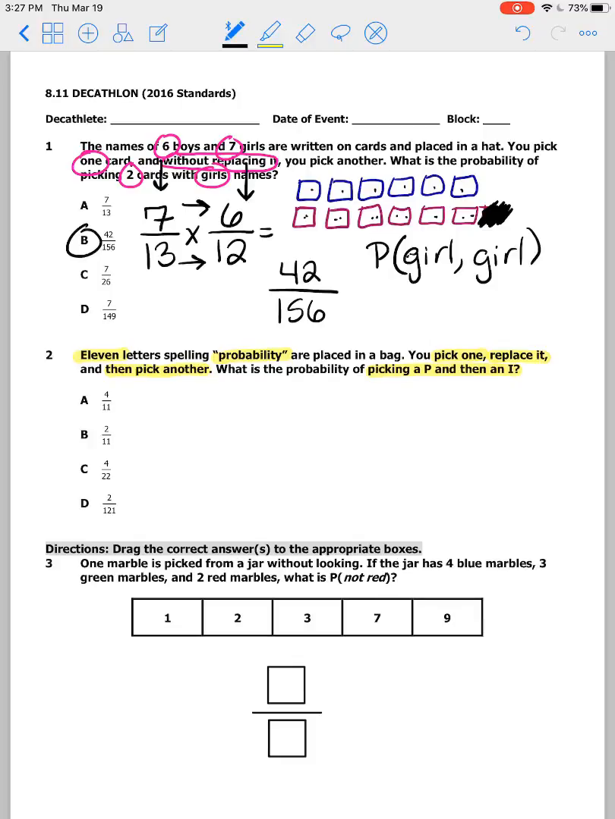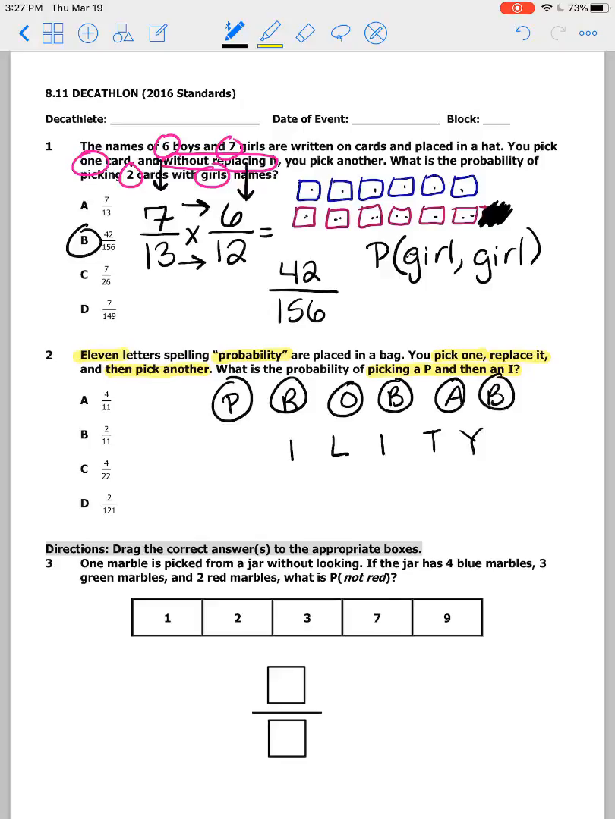So basically in this bag, we have a card that says P, R, O, B, A, B, I, L, I, T, and Y. And these are all different kind of cards or chips placed in the bag. So we want the probability of picking a P and then an I.